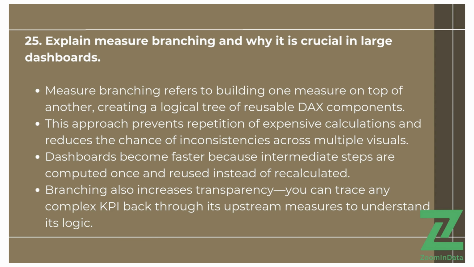25th question. Explain measure branching and why it is crucial in large dashboards. Measure branching refers to building one measure on top of another, creating a logical tree of reusable DAX components. This approach prevents repetition of expensive calculations and reduces the chance of inconsistencies across multiple visuals. Dashboards become faster because intermediate steps are computed once and reused instead of recalculated. Branching also increases transparency. You can trace any complex KPI back through its upstream measures to understand its logic.